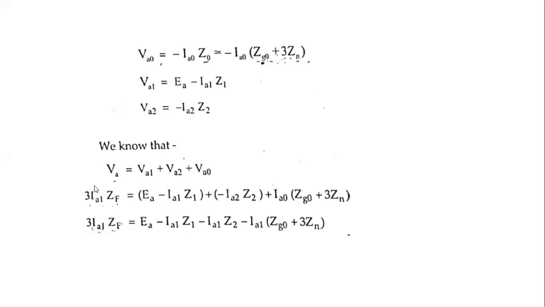Okay, then substitute all these values, that is VA is equal to 3IA1 ZF, where ZF is the fault impedance. VA1 is the positive sequence voltage, which will be equal to EA minus IA1 into Z1. We substitute the VA1, VA2 and VA0 values in this equation. Therefore VA is equal to the fault impedance into 3IA1.